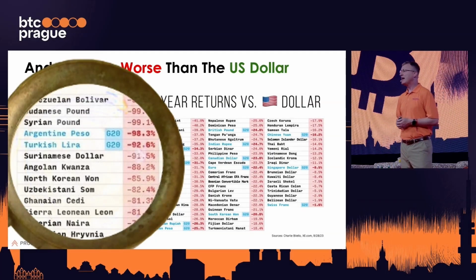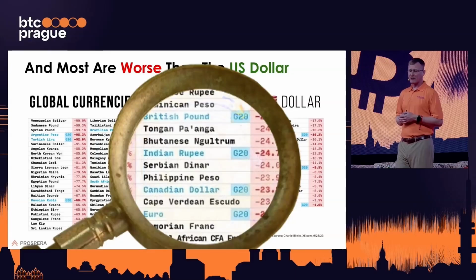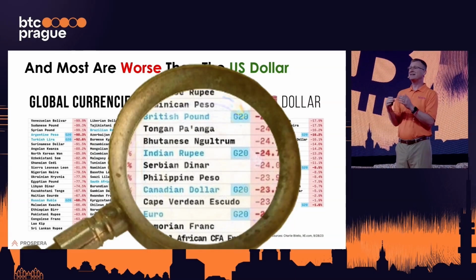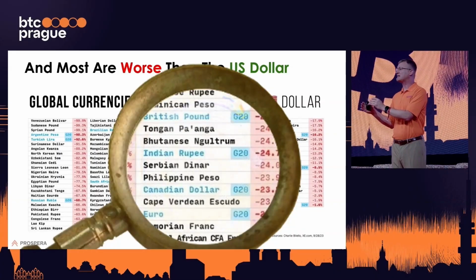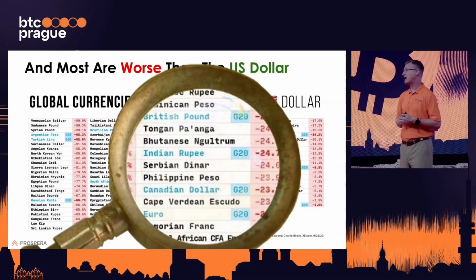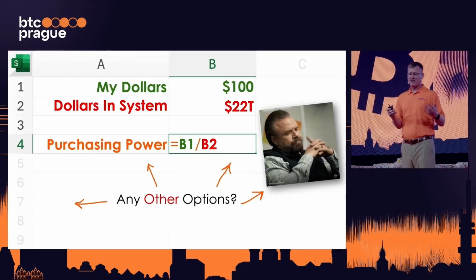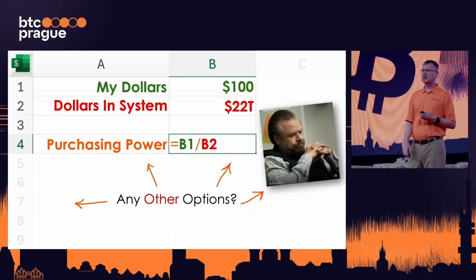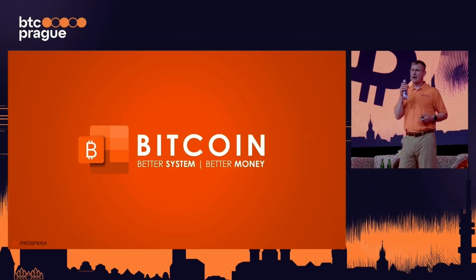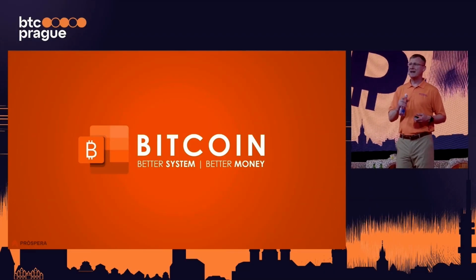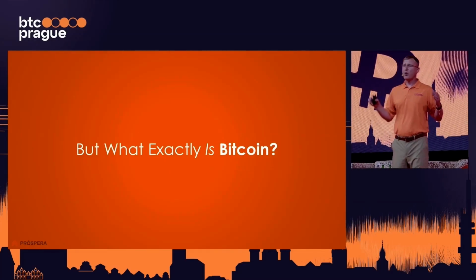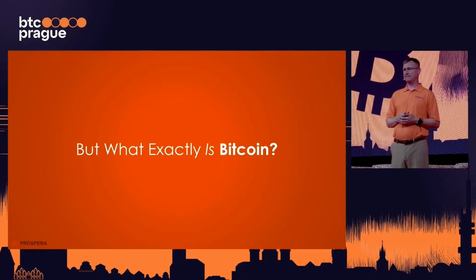The Argentinian peso and the Turkish lira are down 92 and 98% in addition to how much the US dollar is down. And even major currencies, like the British pound, the Indian rupee, the Canadian dollar, and the euro, are down an additional 20 to 25% on top of the 25% of value that the US dollar has lost. So you might be thinking, are there any other options to this insanity? And I'm thankful to say yes, now there is. Bitcoin is a better system that results in better money. First of all, what exactly is Bitcoin?